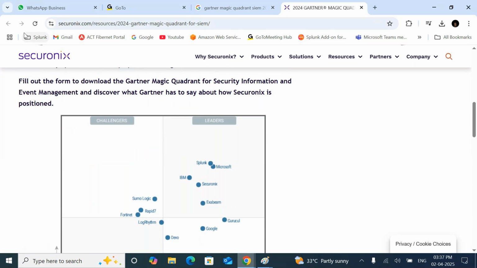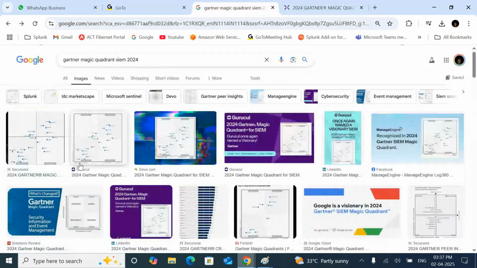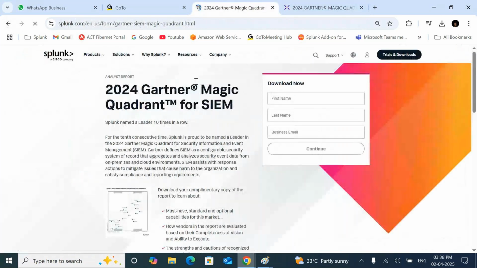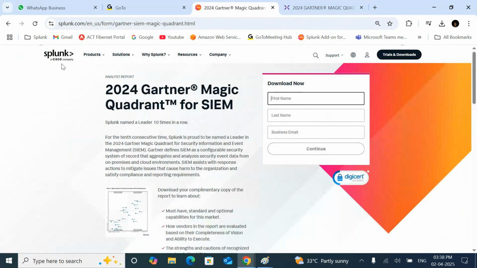It is not only me saying this, sir. See, I'm checking the Splunk website. Splunk itself is maintaining the Gartner report within the Splunk website. It is a Cisco company right now. For the 10th consecutive time, please sir, listen to this. For the 10th consecutive time, Splunk is proudly named a leader in the 2024 Gartner Magic Quadrant for Security Information and Event Management. It is not one time, sir, it is the 10th consecutive time. So this is about Splunk.